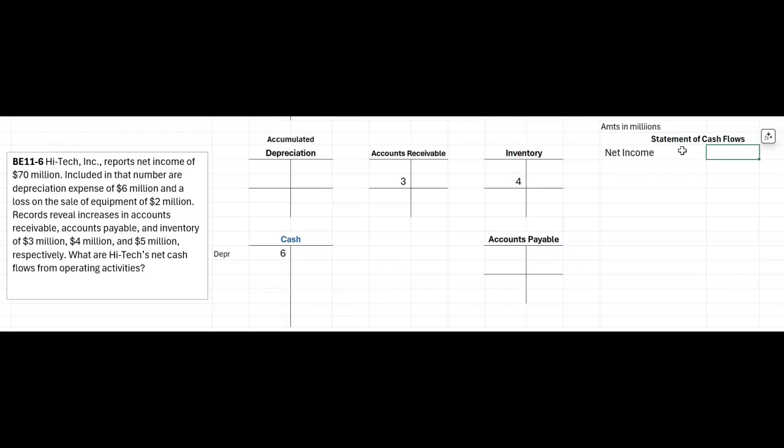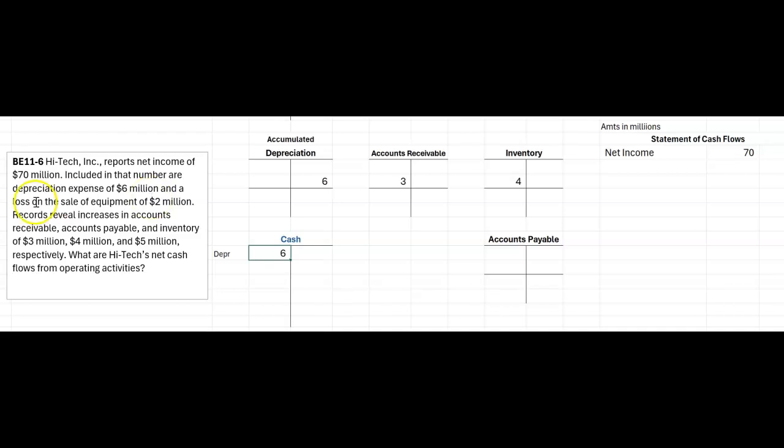of 70 million, and I'm just going to say 70. We don't need all those numbers. Included in that number are depreciation expense of 6. So if depreciation, debit the depreciation expense, credit the accumulated depreciation by 6. If we're crediting this balance sheet account, then we're going to debit the cash T account by 6. It would be shown as an increase in cash.